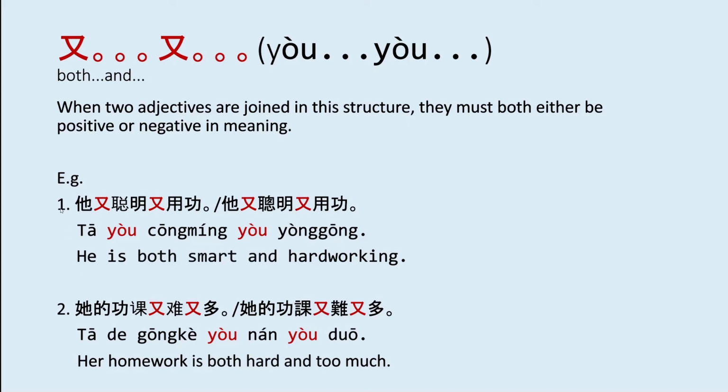So for the first example, 他又聪明又用功. He is both smart and hardworking. The second example, 他的功课又难又多. His homework is both hard and too much. So for this grammar pattern, it should be pretty straightforward. There shouldn't be too much to worry about.